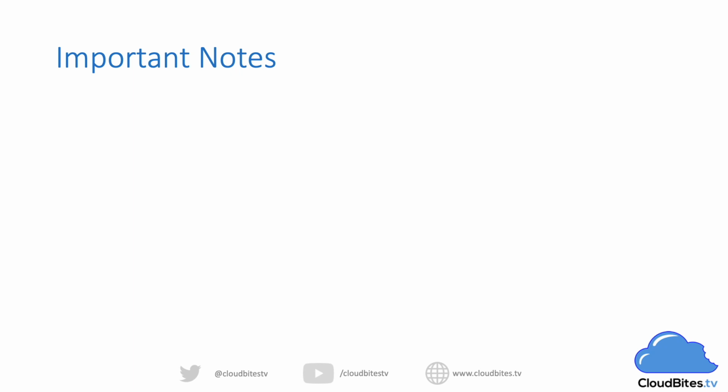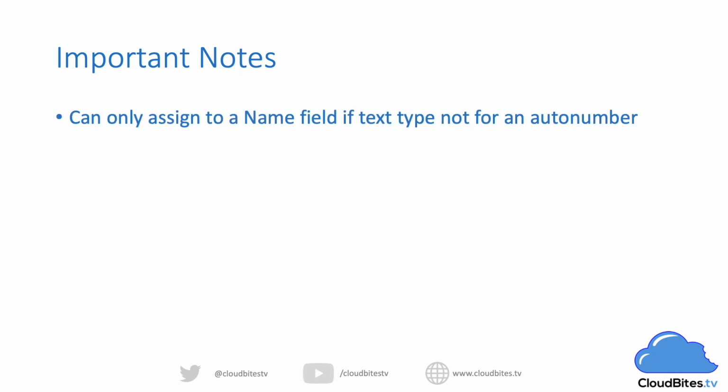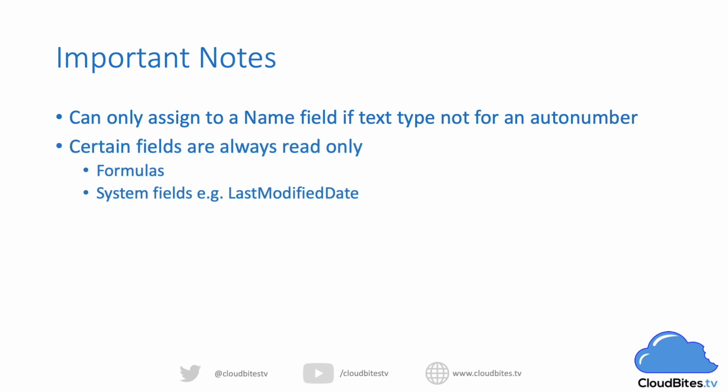So some important notes then, just as we finish up, is that we can only assign to a name field, so .name, if it's a text type. If it's an auto number, it's going to auto increment, so we can't assign it there. Certain fields are always read-only, so formulas, and then things like last modified date. There are some instances where you can set things like created date when you're using data loading, but just always assume that they're read-only whenever you're working with them in Apex.